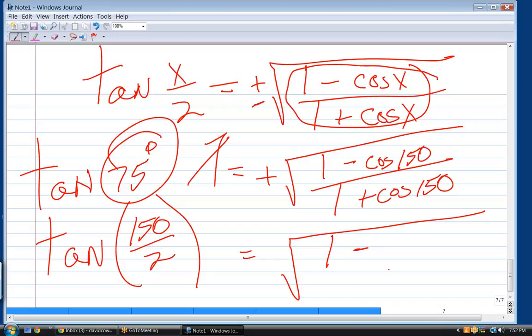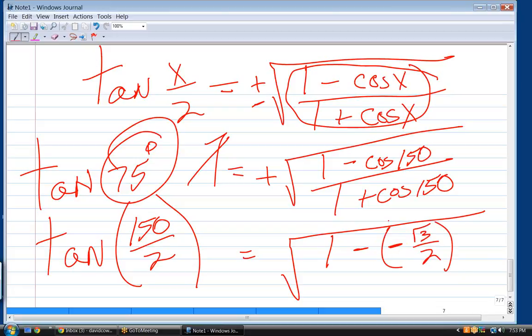Should I get my calculator for this? No. Think of it as your unit circle. What's the equivalent first quadrant angle? So that would be the 30 degrees. Okay, what's cosine of 30? Square root of 3 over 2. But what's the sign on cosine of 150? It's minus.